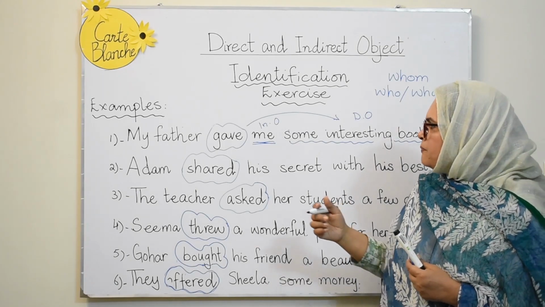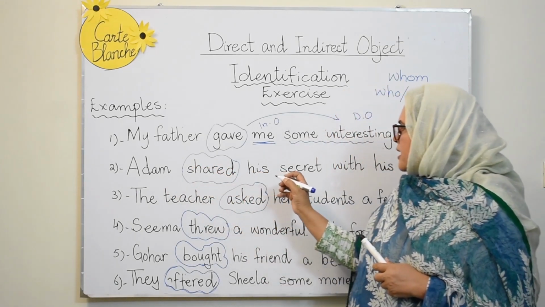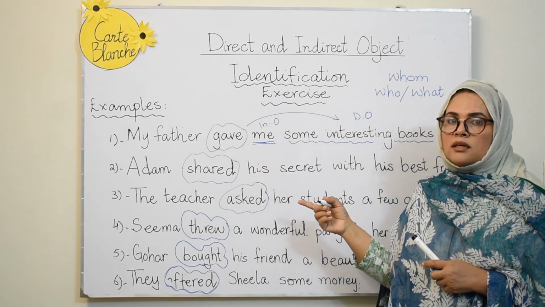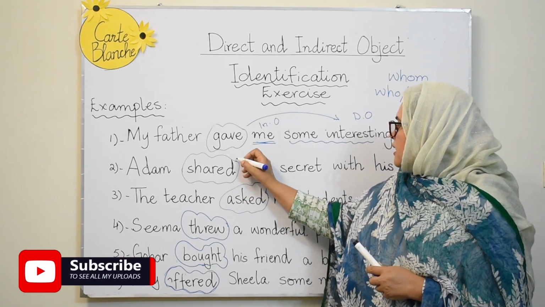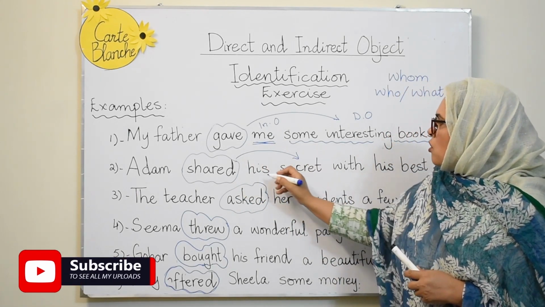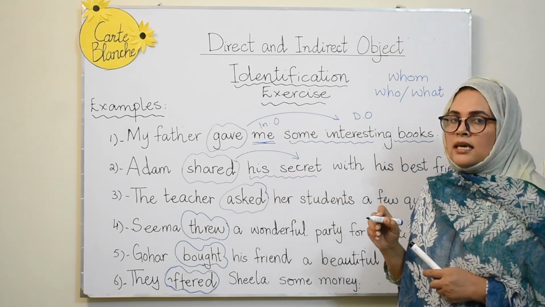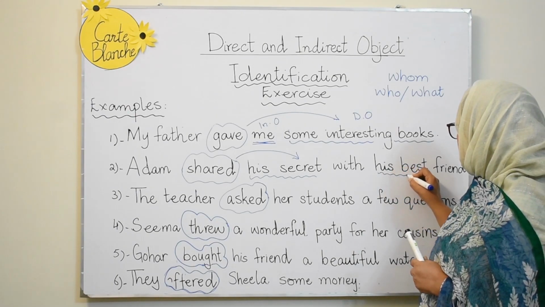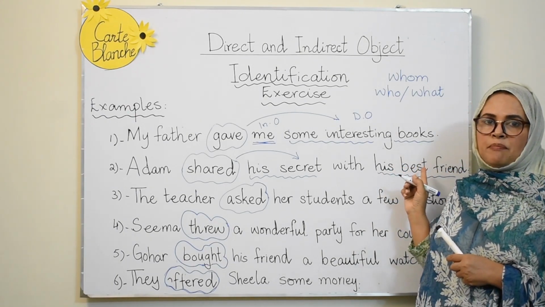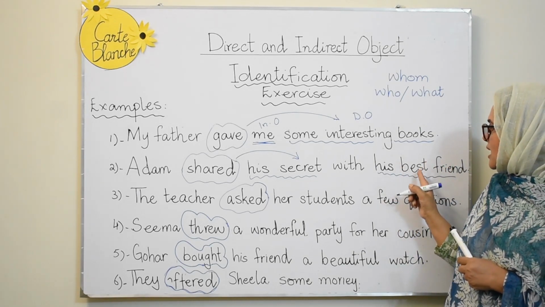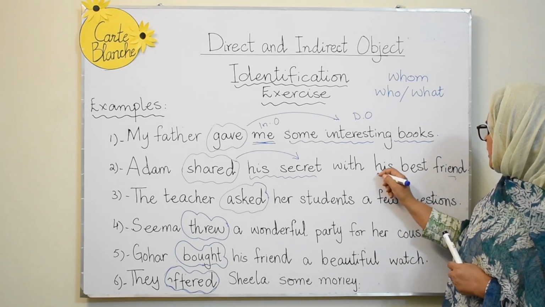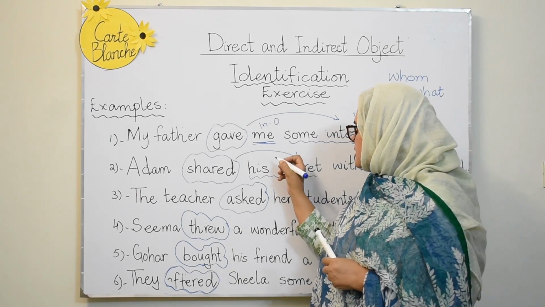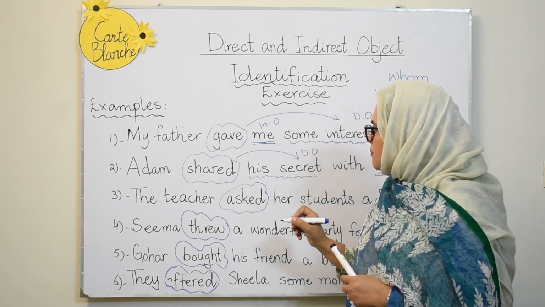That's just for understanding. Now, Adam shared his secret with his best friend. So Adam shared what? Adam shared his secret. So his secret is the direct object, whereas with whom did he share his secret? With his best friend. So this is the indirect object. So I'm just going to underline the indirect object. And this is a direct object.